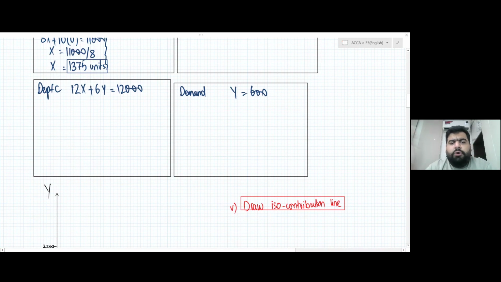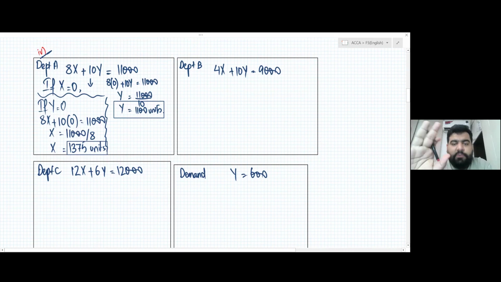Graph, I've already told you, you don't need to be worried about that, because you will not be asked to make the diagram or graph in the question. You have to understand the concept. So actually these values we are getting are the plot points on the graph. I'll tell you how.